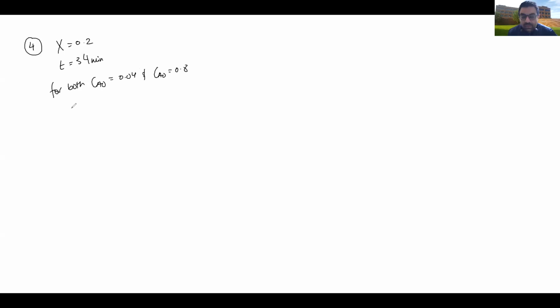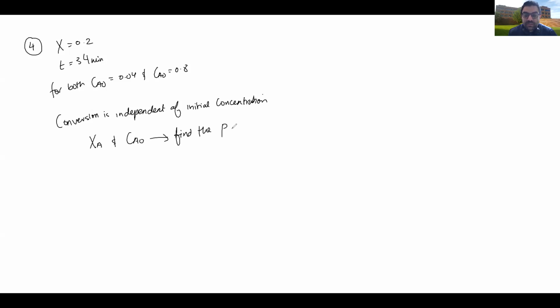So from these results, experimentally, there's a big gap between these two concentrations. So it's obvious that conversion is independent of initial concentration, right? Which means that XA and CA naught are not dependent on each other. So basically we need to find the performance equation which reflects this.